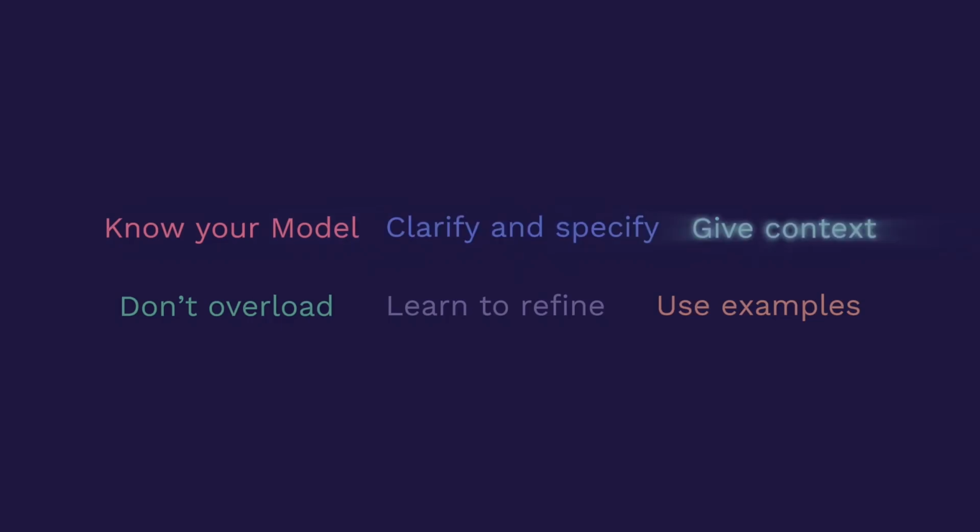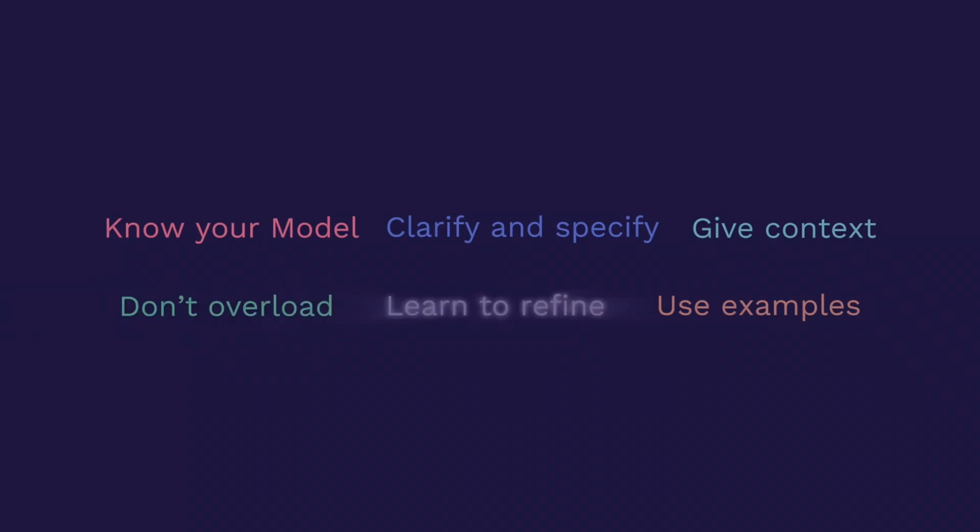Help the model generate more accurate, appropriate responses by giving it some background information about what you're trying to achieve. And then don't overload. Now, while it's important to provide enough information to the prompt, prompts should be concise. Don't try to overload a prompt with unnecessary information or fluff. Just get straight to the point.